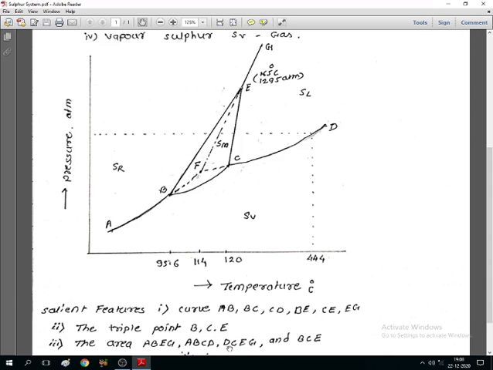दूसरा एरिया आहे DCEG. Now this is DCEG. This represents only one phase, that is liquid sulfur. तीसरा एरिया है ABCD.